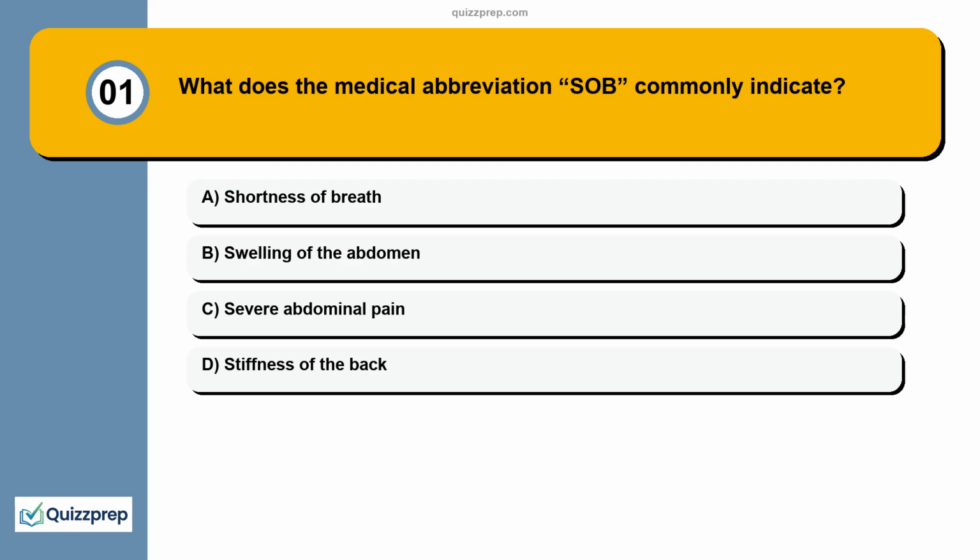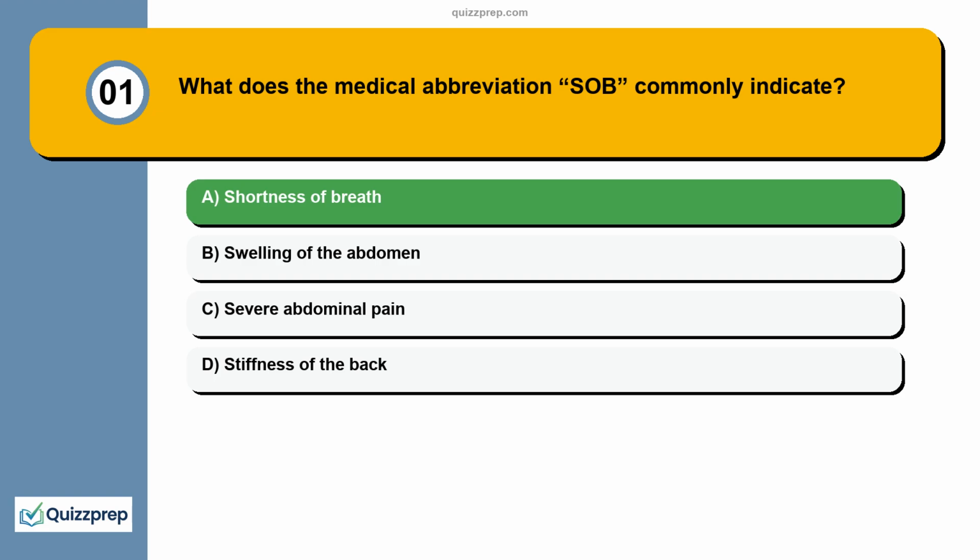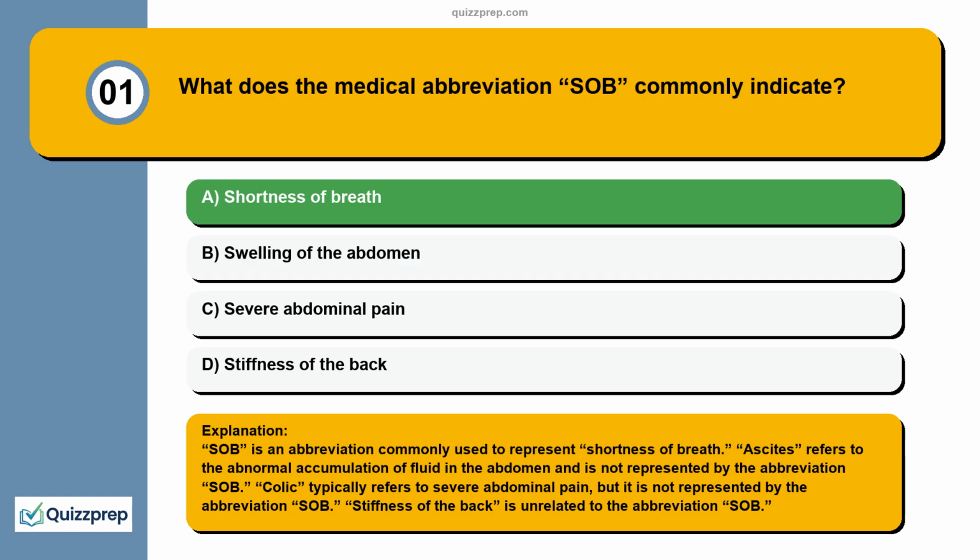Question 1. What does the medical abbreviation SOB commonly indicate? Shortness of breath, swelling of the abdomen, severe abdominal pain, stiffness of the back. SOB is an abbreviation commonly used to represent shortness of breath.